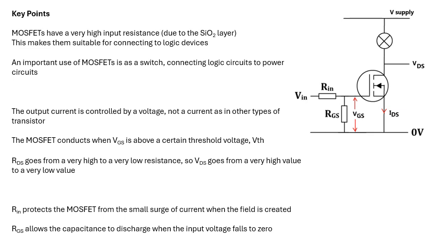Understand a little bit about why, in terms of what's going on inside. RDS, the resistance between the drain and the source, goes from a very high to a very low resistance when it turns on. So the voltage drain source goes from a very high value to a very low value. Rin protects the MOSFET from this charging current when the field is created, and RGS allows the capacitance to discharge when the input voltage falls to zero.